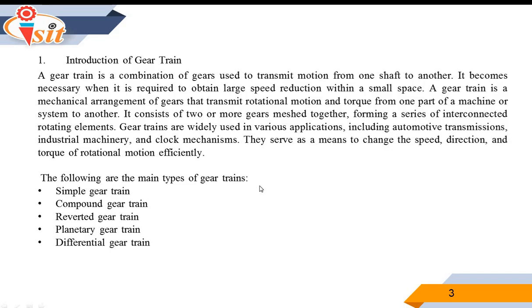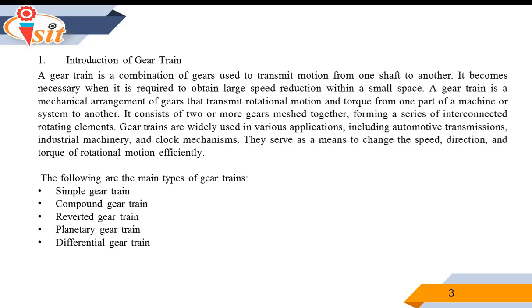So first we see the introductory part of the gear train. A gear train is the combination of gears used to transmit motion from one shaft to another shaft. It becomes necessary when it is required to obtain large speed reduction within a small space. A gear train is a mechanical arrangement of gears that transmit rotational motion and torque from one part of a machine or system to another. It consists of two or more gears meshed together, forming a series of interconnected rotating elements.